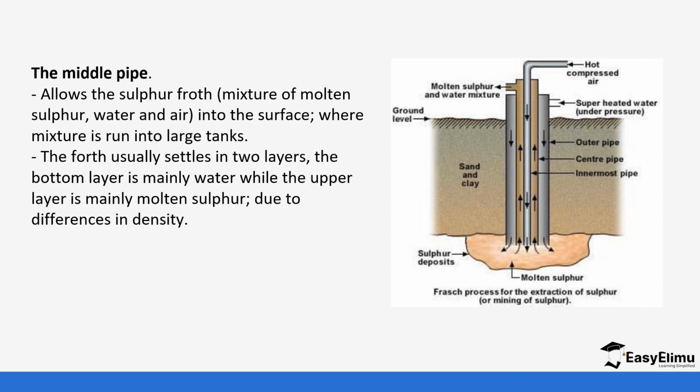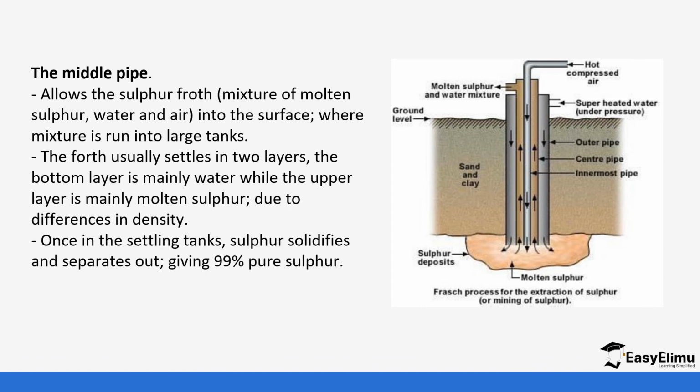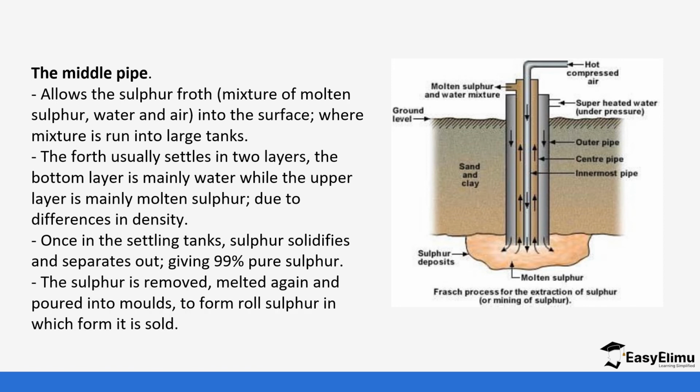And then the froth settles in two layers because you know that sulfur does not dissolve in water. It's very dense, doesn't dissolve that easily. So the bottom layer is usually mainly water, while the upper layer is molten sulfur due to the difference in densities. Once in the settling tank, sulfur solidifies and separates out and gives a very large percent of pure sulfur. Sulfur is removed, melted again, and poured into molds to form raw sulfur, which is in solid form. So those are the functions.